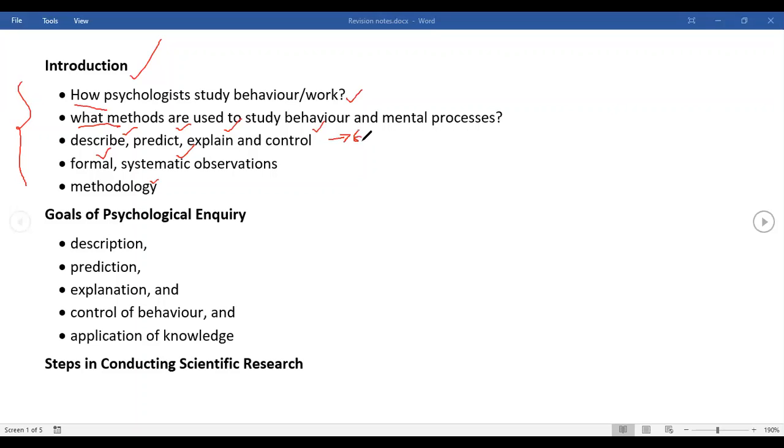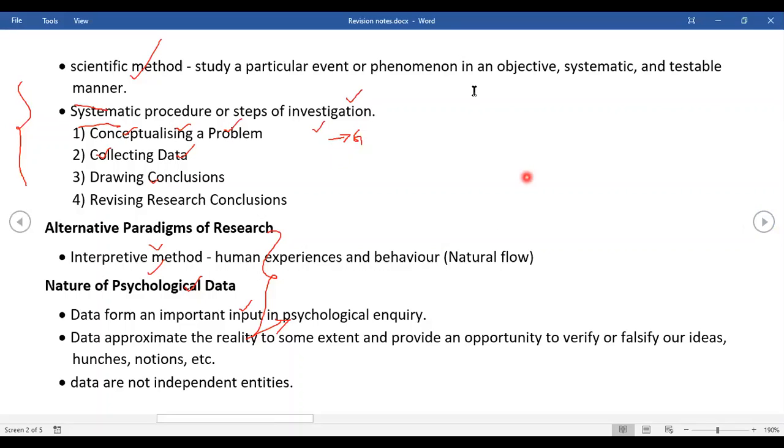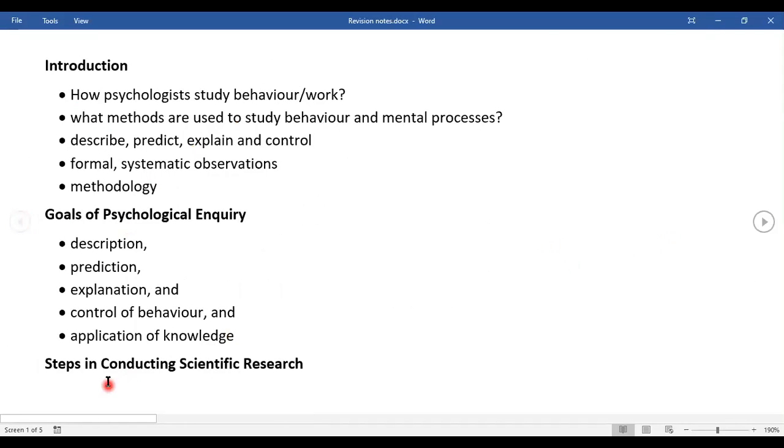These are the goals. In addition to it, we have the application also. After taking all these steps, description, prediction, explanation, control of behavior, the application of knowledge is really important. After knowing all these things, application of knowledge is important. Okay. Next to it is steps in conducting scientific research.